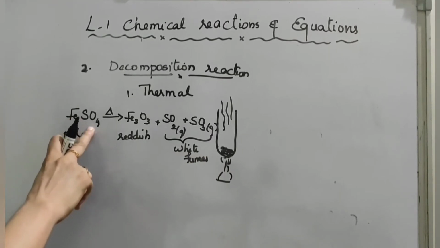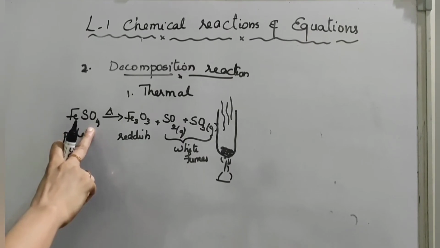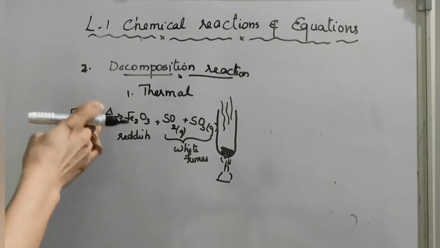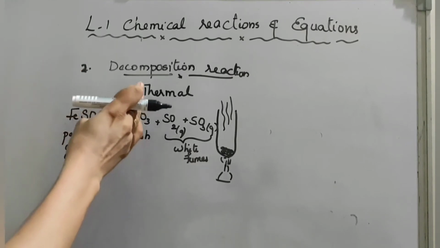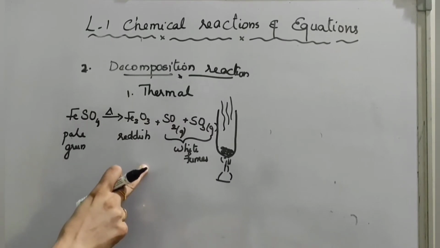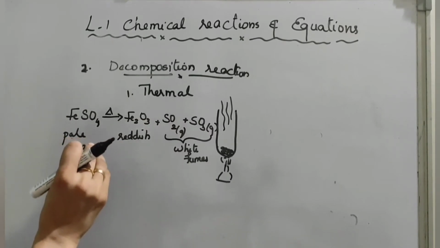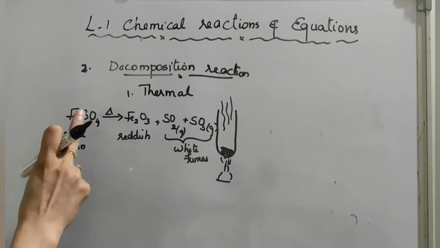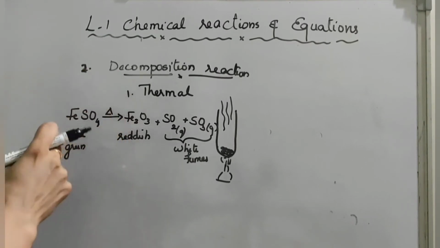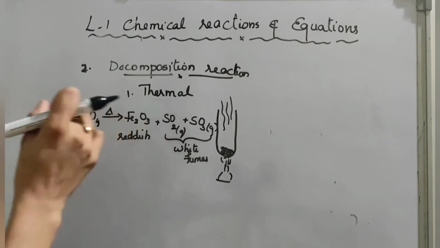And in this reaction, we can observe that this single reactant breaks down to form more than one product. That is known as a decomposition reaction. So simply we can define it: a decomposition reaction is one in which a single reactant decomposes to form more than one product.